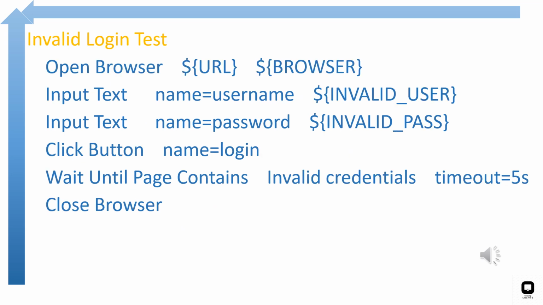Invalid login test. So this is another test case. We need to open the browser, the particular browser which we mentioned, with the URL we have given, and we are inputting two texts here. One is username and password, and the username is invalid user and the password is invalid pass. And when we click on the login button, it will wait for the page to contain the invalid credentials message, time out after 5 seconds and close the browser. This is for the invalid login test.